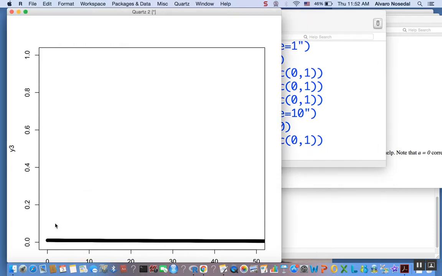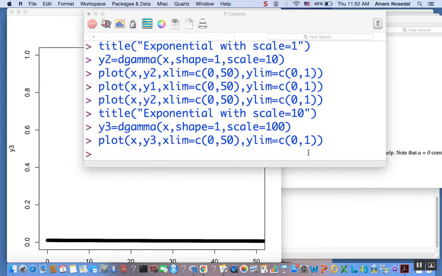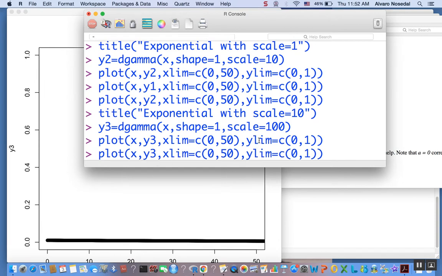See, it's really flat, really close to 0, right? So we could use a magnifying glass, and that's why I introduced this y-lim, the limit for the y-axis, right? So let's modify that. How about, I think that 0.1 should work in this case.